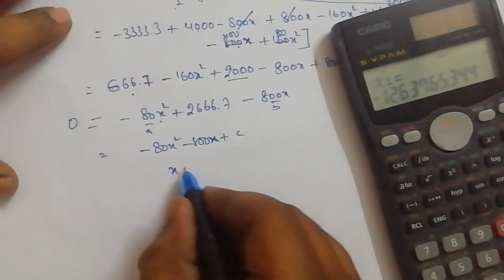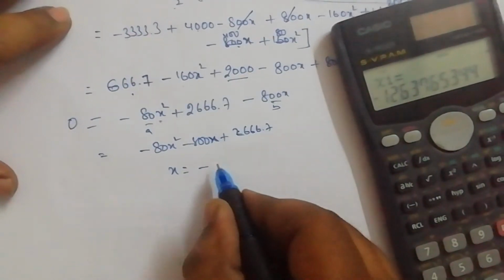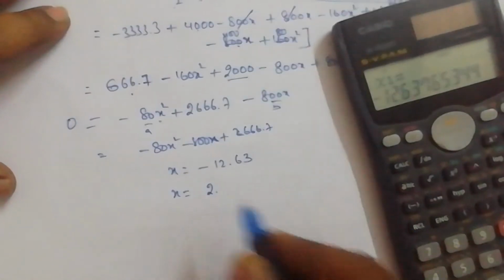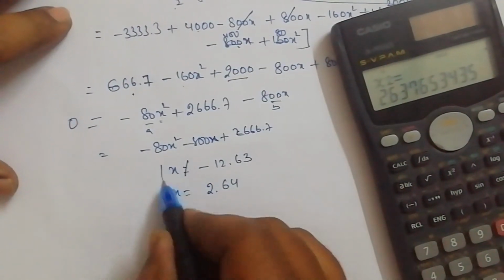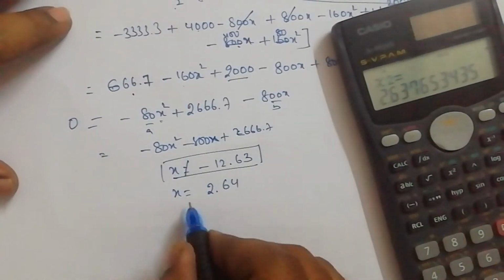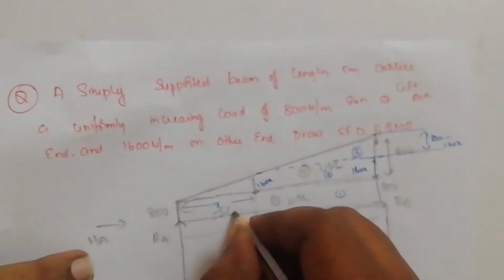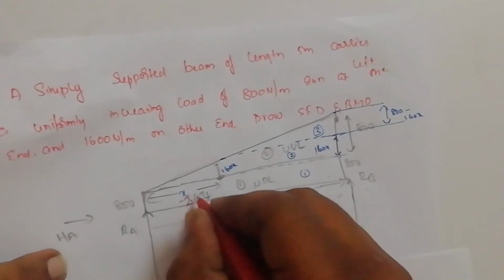So x value you are getting is, one is minus 12.63, another is x is equal to 2.64. So this is not eligible because this is a negative value. We have to consider this value as the correct value, x is equal to 2.64. As soon as you get the value, go and write here x is equal to 2.64, either you can use another pen also, 2.64.